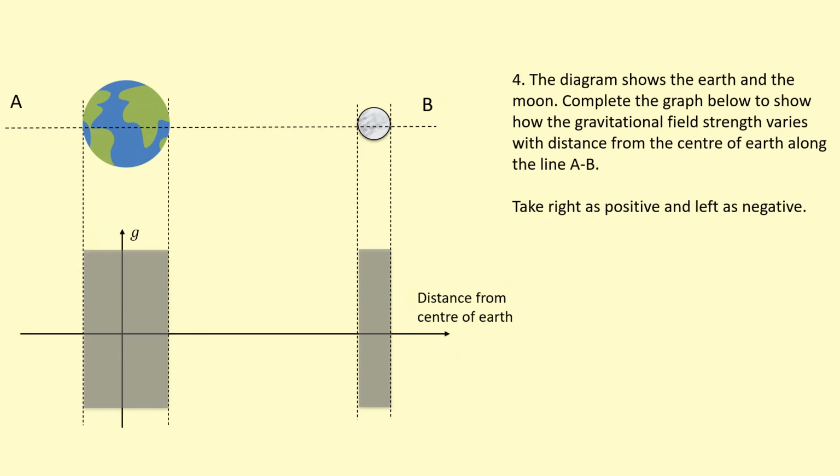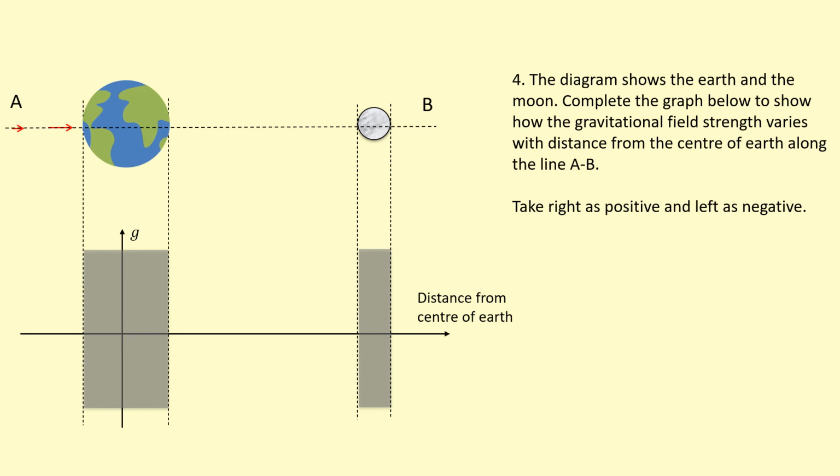Okay, the diagram shows the Earth and the Moon. Complete the graph below to show how the gravitational field strength varies with distance from the center of the Earth along the line AB. Take right as positive and left as negative. Okay, so we're going from A to B and we'll look at how the gravitational field strength changes. So if you're on the left of the Earth there at a point A, it's going to have an attraction towards the Earth. And so that force is towards the right, so it's going to be positive.